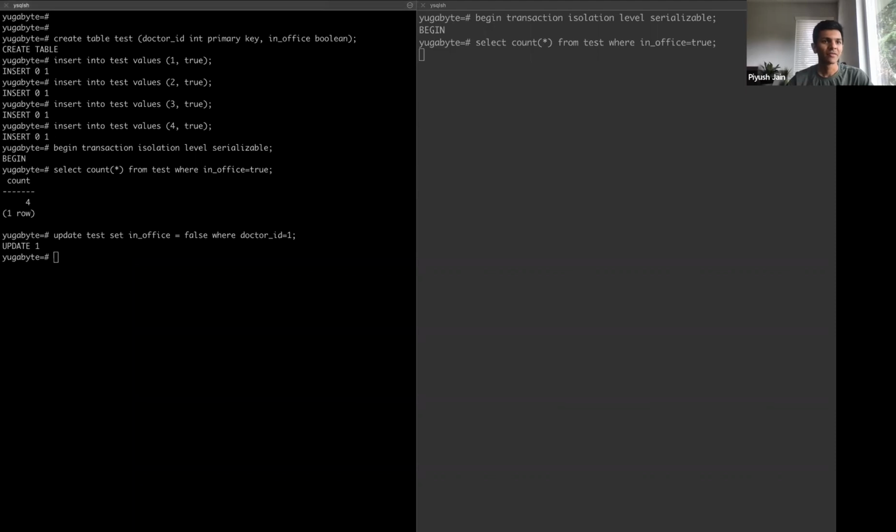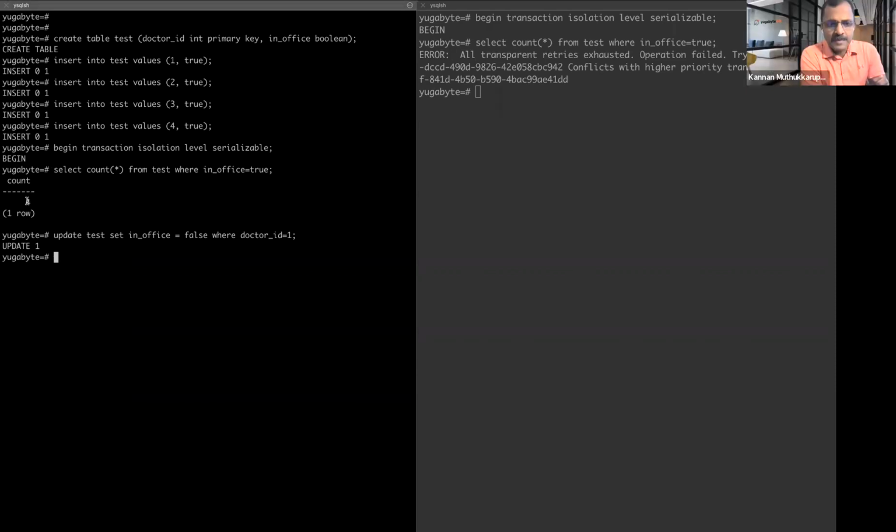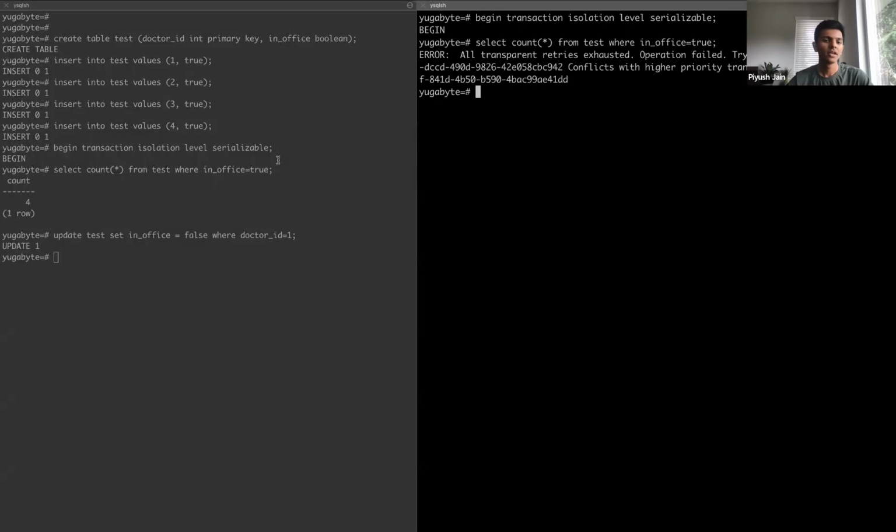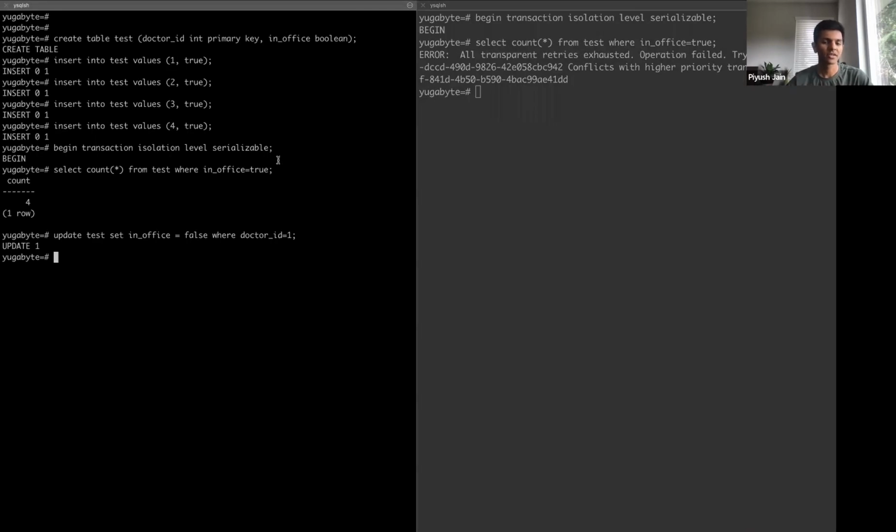Now, if they were doing this sort of thing wherein they get the count in their app, they check, hey, is the count greater than equal to four? If so, I can just remove one of the doctors. So if they do that, these two transactions should not be able to commit together, right? That would result in them seeing a count of four and sending two doctors out of office, which is wrong. And if the transactions were to occur one after the other, like in a serial manner, one of them would eventually be aborted, like stopped from execution, right?